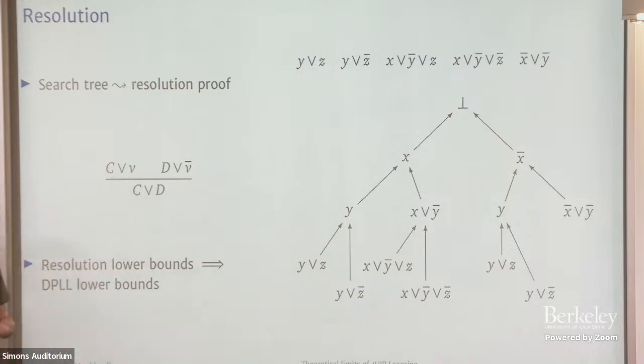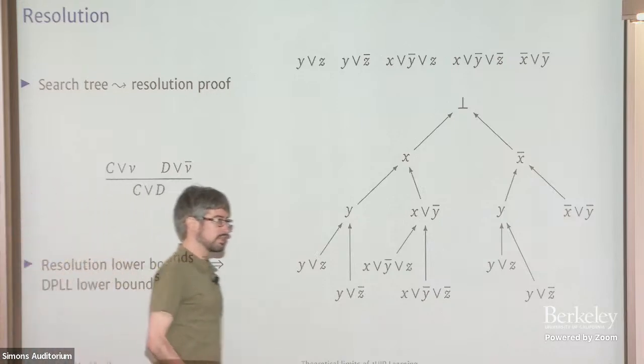So that makes us happy because now if we have lower bounds for resolution, we get DPLL lower bounds. Or in other words, if we know that the formula can be solved efficiently with DPLL, then that's because a short resolution proof exists.